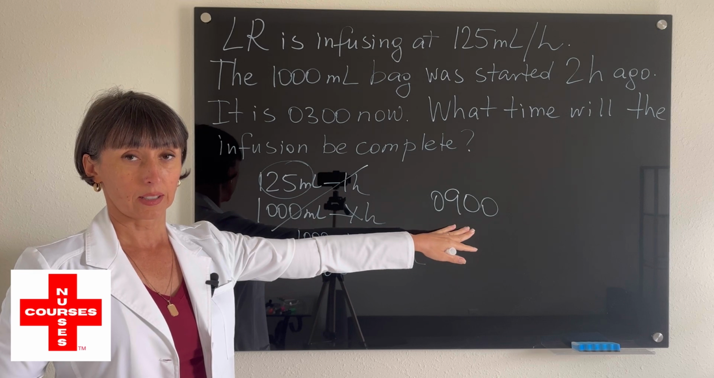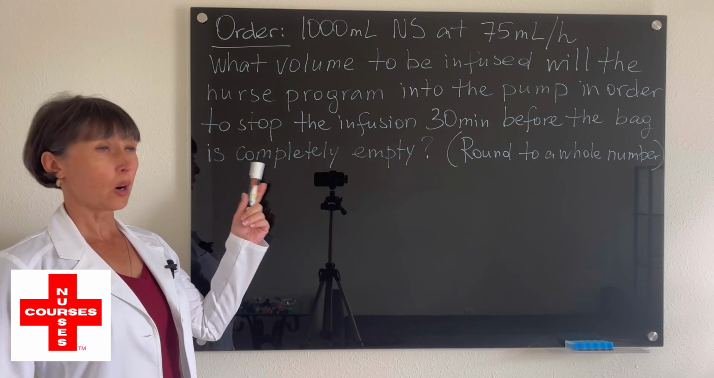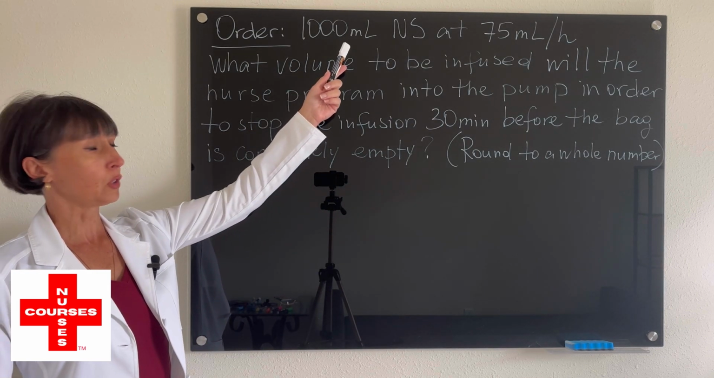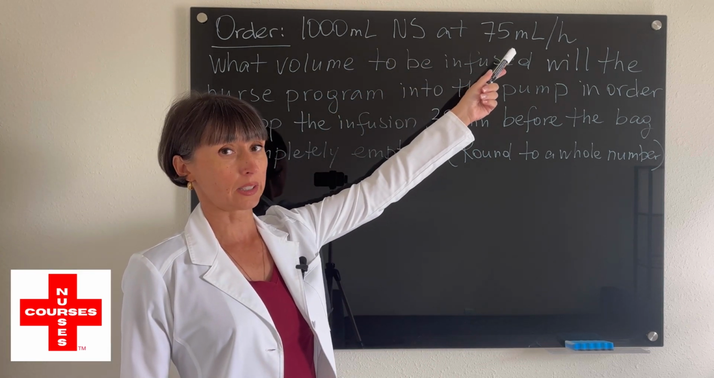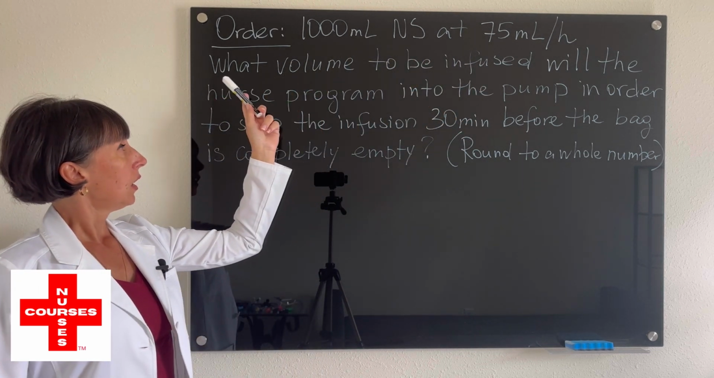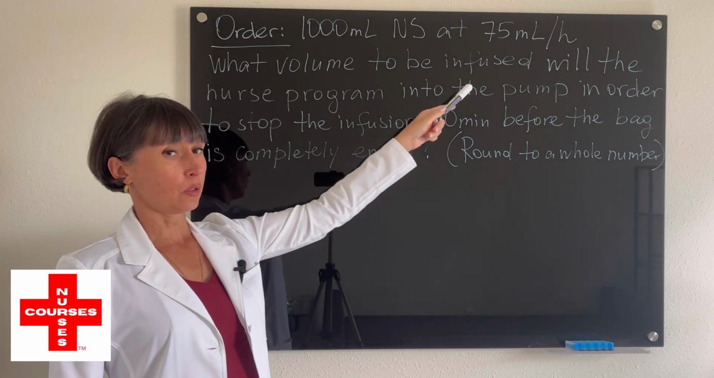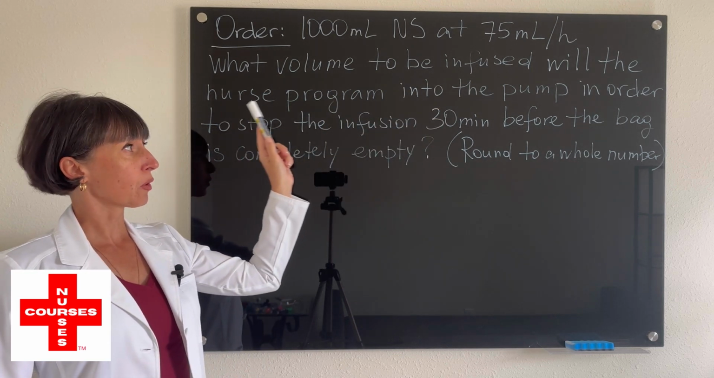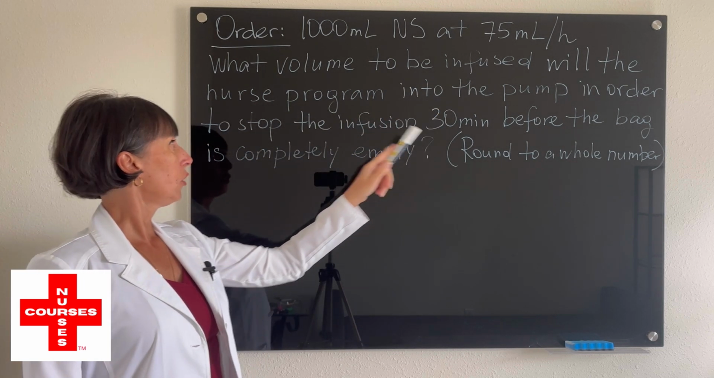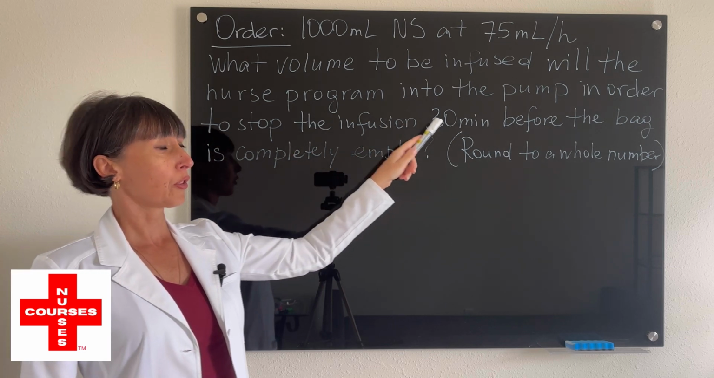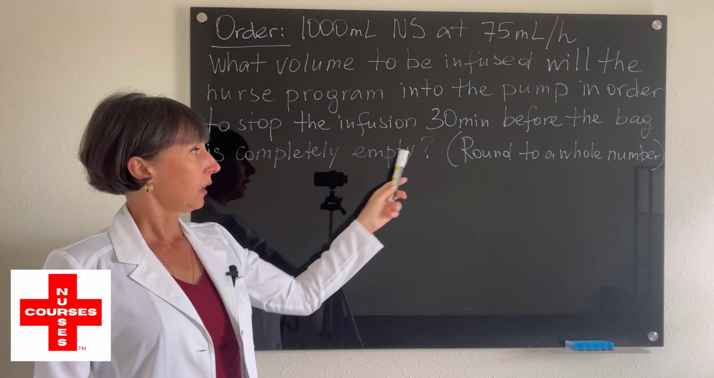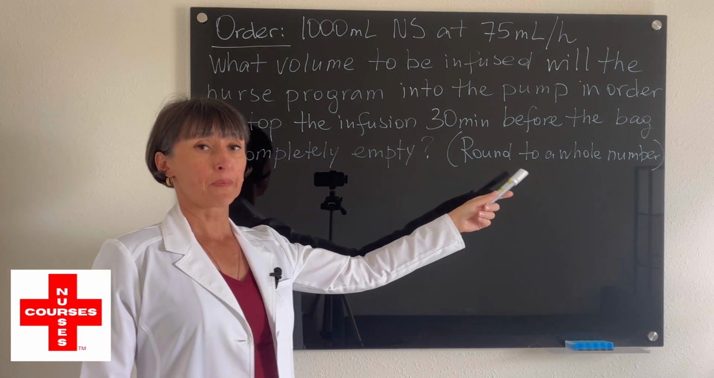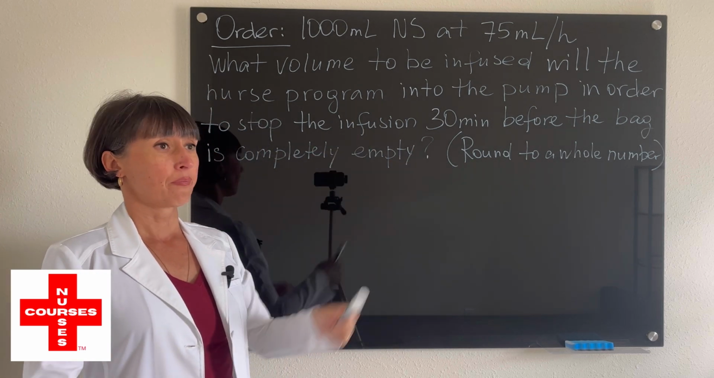0900. That's your answer. In this problem, the order is to infuse 1,000 milliliters normal saline at 75 milliliters an hour. What volume to be infused will the nurse program into the pump in order to stop the infusion 30 minutes before the bag is completely empty? And we're going to be rounding to a whole number. What does it all mean?